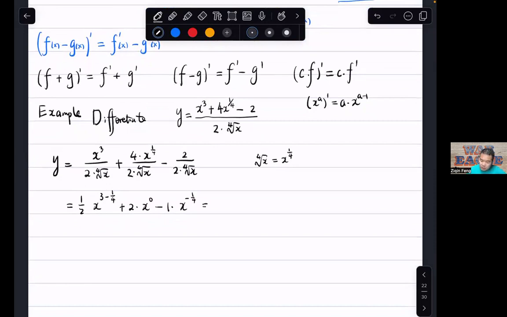And so this is equal to 1 over 2 x to 11 over 4 plus 2 minus x to negative 1 over 4. Now we can apply our sum and difference rules, right? And the constant multiple rules. And so this is equal y prime. We are ready to use our rules.